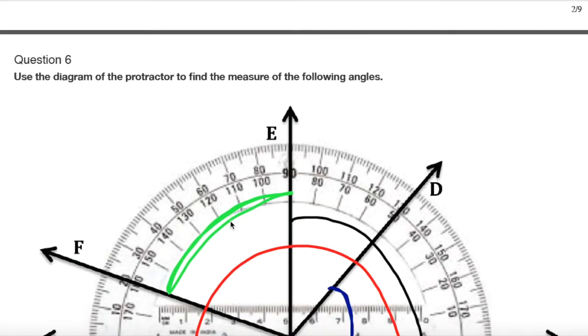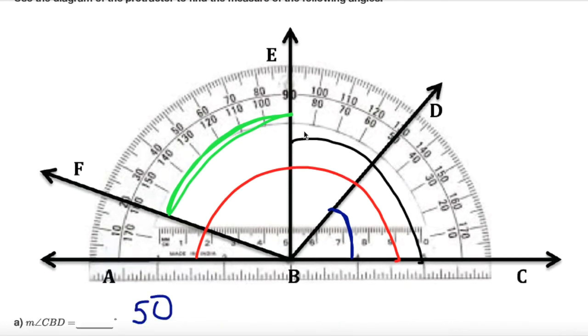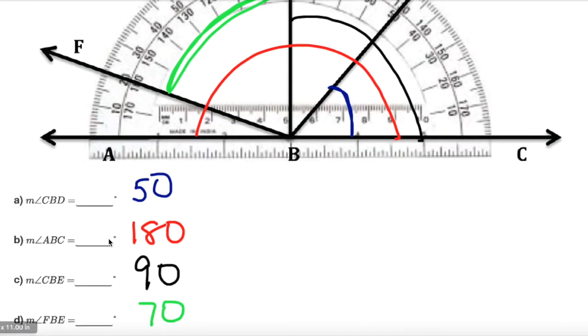Question number 6 is a protractor problem where you have to identify the angles, so I gave you 3 colored angles that correspond to these down here. Make sure you're able to identify the angles.